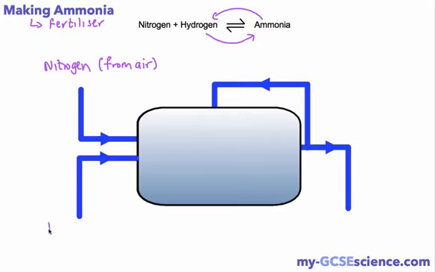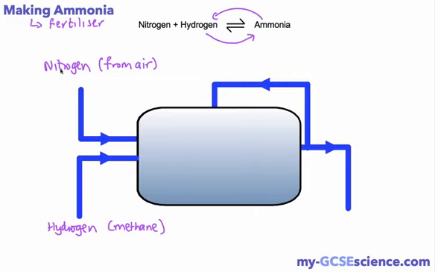and hydrogen, which is the other material that we need, comes from natural gas, which is methane. And as you know, methane is CH4, so it contains hydrogen, and we can actually extract that hydrogen or remove the hydrogen from that molecule and use it in this process.